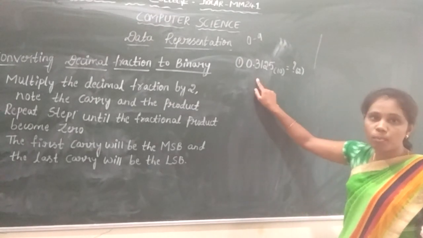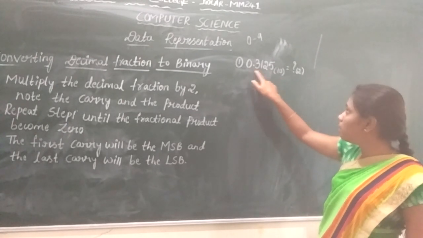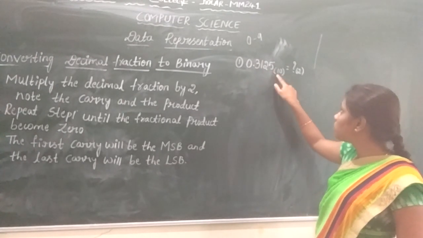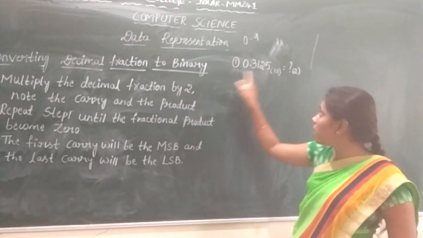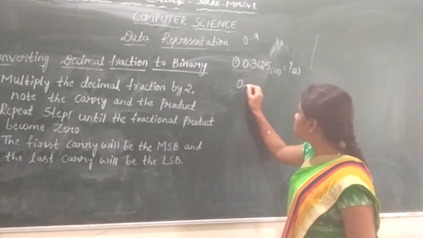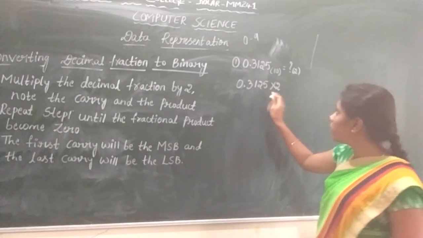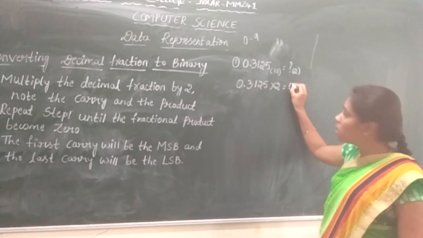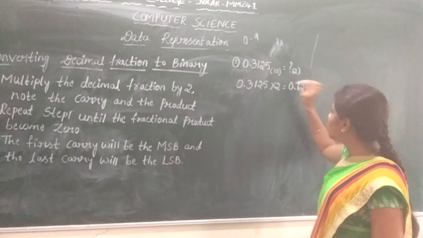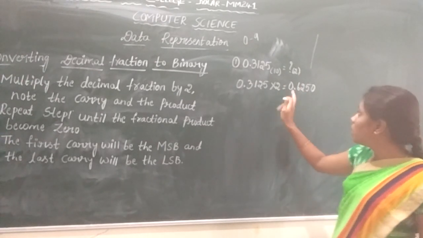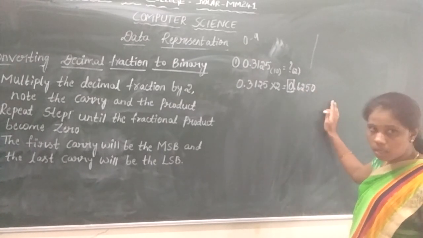So this is an example problem for decimal fraction to binary conversion. This is the fractional part. Now we will convert this decimal fraction to a binary value. In the first step, we need to multiply this fraction part by 2. Now I will multiply 0.3125 by 2. When we multiply this, we will get the value 0.6250. Now note down this integer part and take only the fractional part.